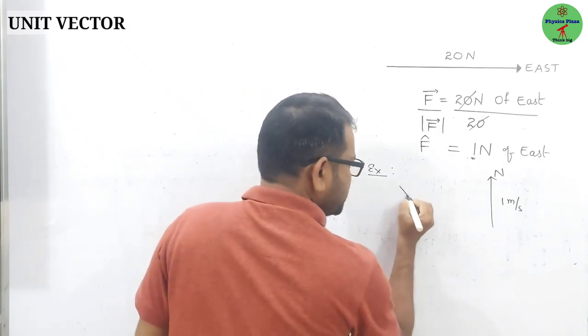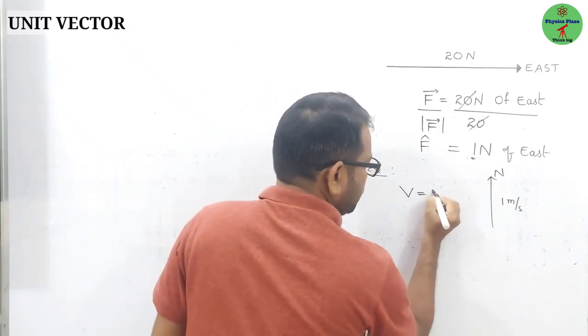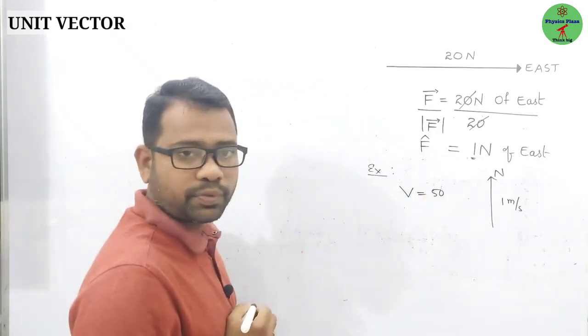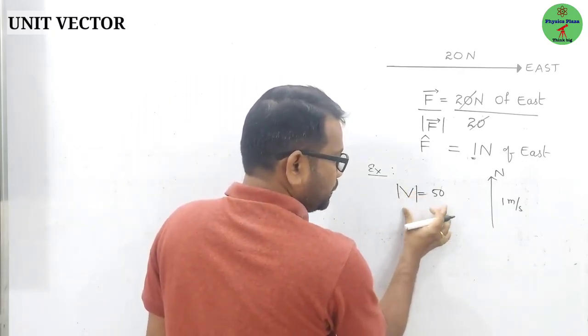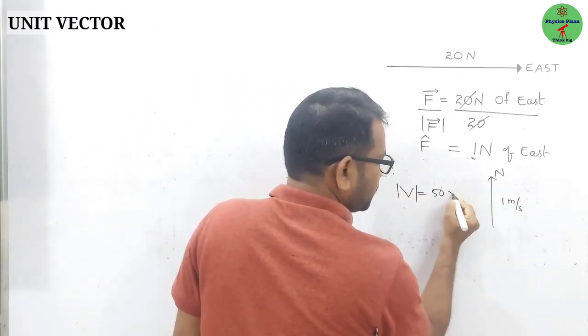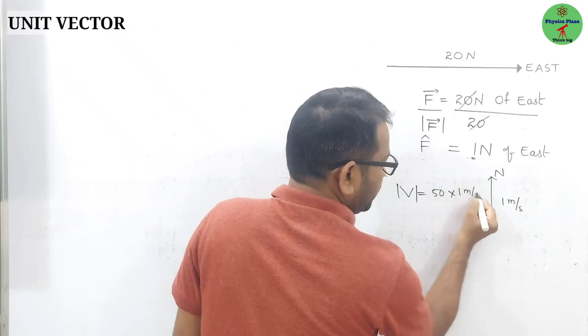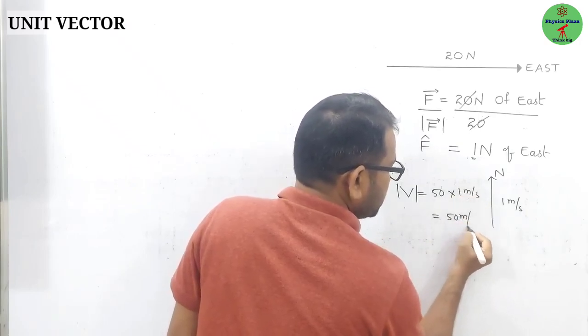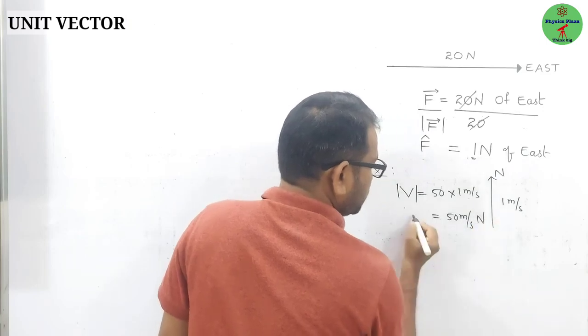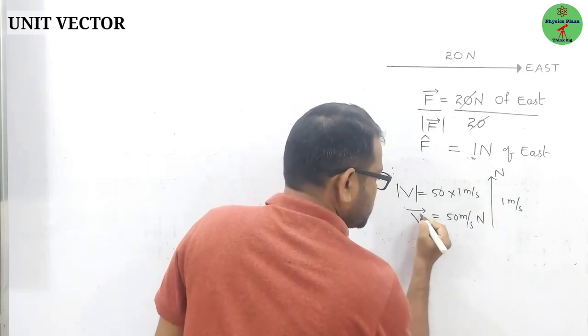Suppose, children, it is a speed. This is, let us say, 50 is a magnitude. But if this magnitude is multiplied with this unit vector, what are we getting, children? 50 meter per second towards north. Now this is becoming a velocity vector.